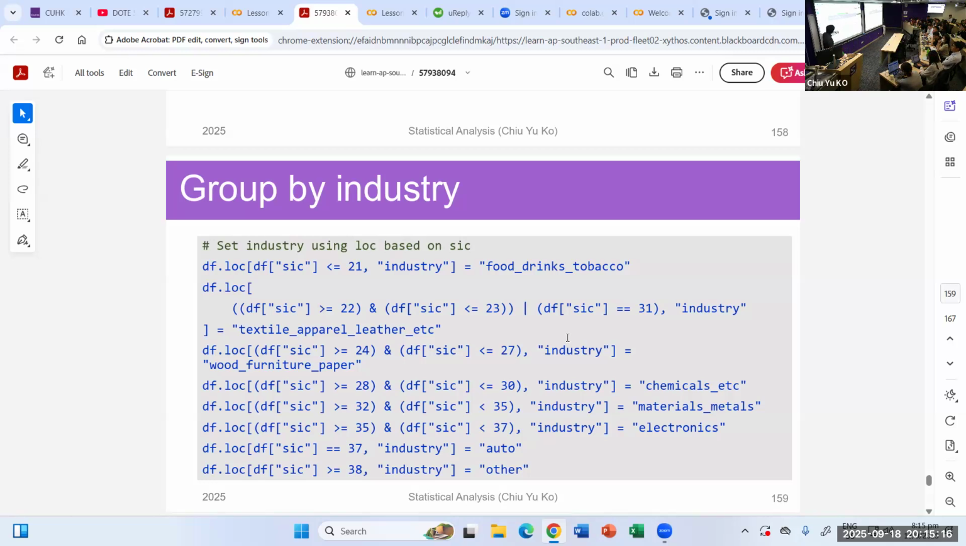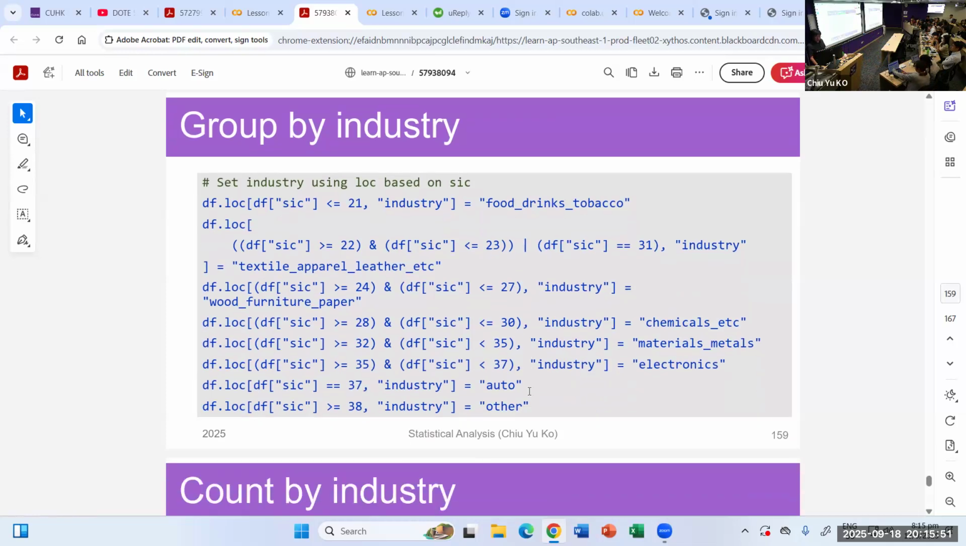And here the rest will be similar, 24 and 27. We call this, and all the rest will be with the same logic. I'm not going to read line by line. I think it's the same idea, right? This means if 28, 29, or 30, then you give it to chemical. If 32 up to 34, it's called this. Is that okay? And how do you get this? If you go back to the data manual, it will tell you that the SIC corresponds to this.